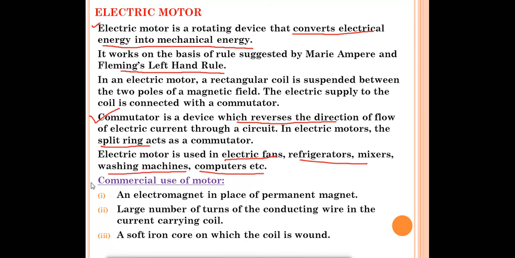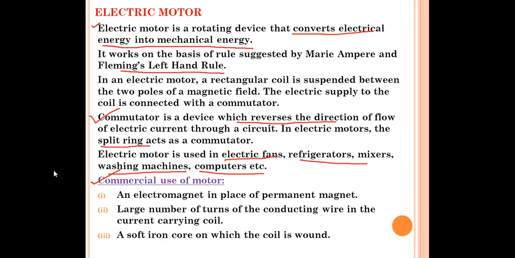Now, what are the commercial uses of motor? An electromagnet can be used in place of a permanent magnet. A large number of turns of the conducting wire in the current carrying coil. A soft iron core on which the coil is wound. So these are some of the commercial uses of motor.